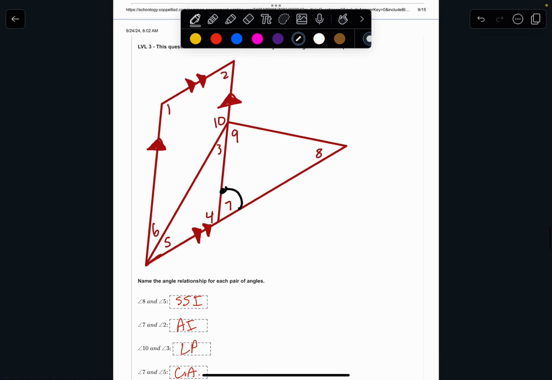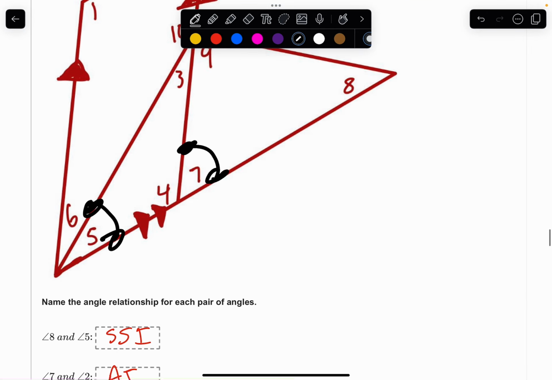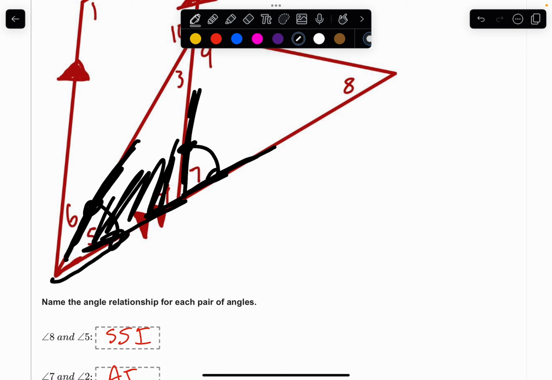7 and 5. We talked about this one a second ago. But they do have a line in common. This is the other line for 5. This is the other line for 7. 5 is inside. 7 is outside. That is corresponding angles. Yes.